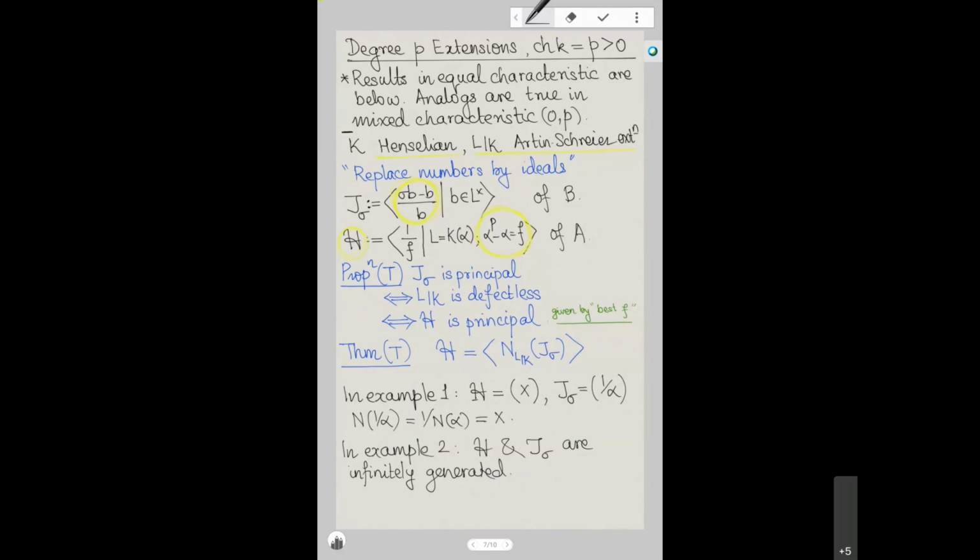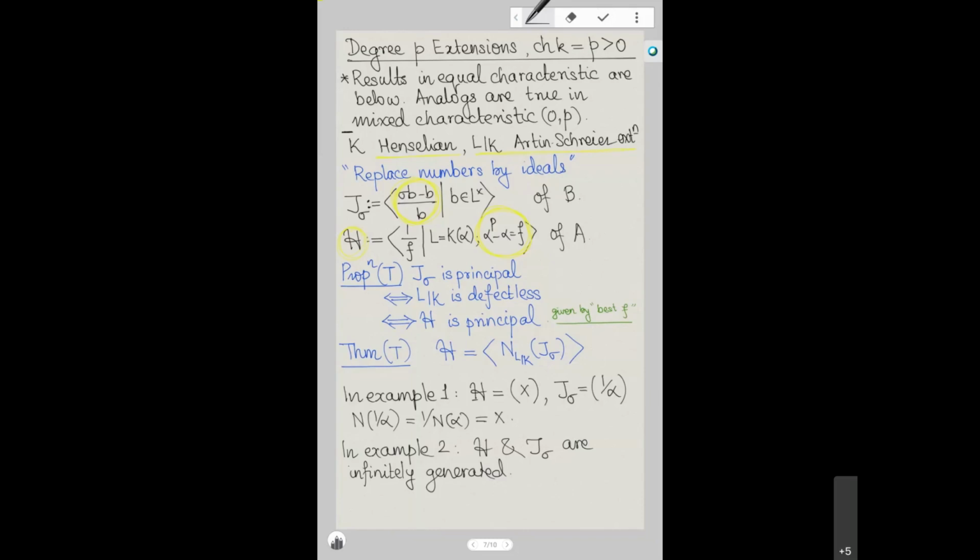One of the main results in the first paper is that J sigma is principal if and only if L over K is defectless, so that extra factor does not pop up even if you have arbitrary valuation. And that is equivalent to saying that this ideal H is principal, and it will be given by best F. I don't have enough time to discuss the notion of best F right now, but we don't need that right away. The second theorem generalizes the connection between Swan conductor and the number J sigma that we had earlier.